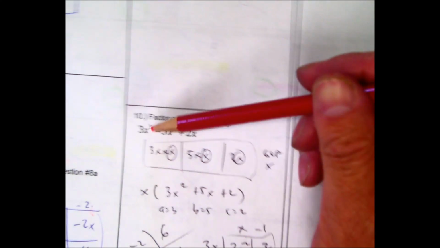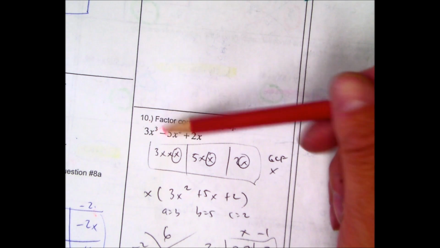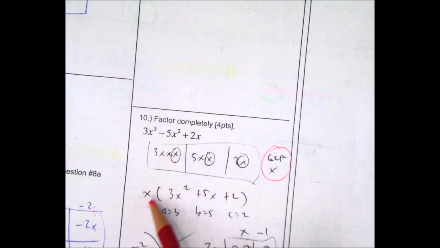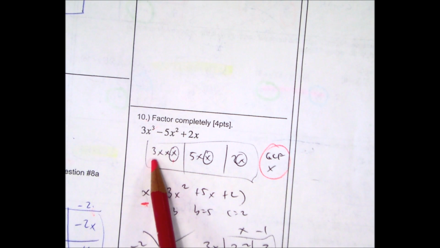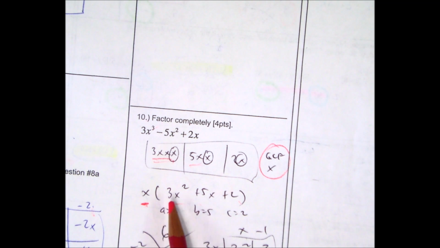Question number 10, I'm factoring completely, so here you'll notice it doesn't have the power of 2, so if you take out a GCF of x, there is your GCF, and then you just write what you have left there. So that would be 3x squared, 5x, and a 2. A value is 3. Your B value should actually be a negative 5.